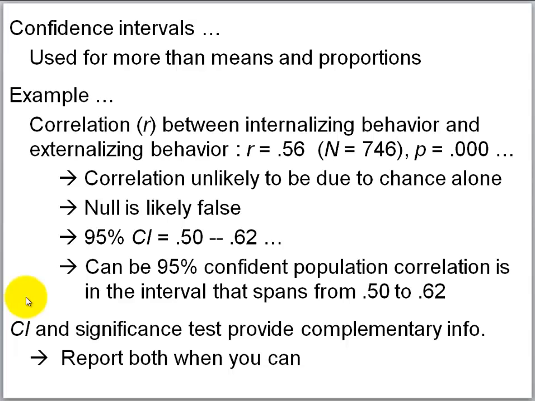Confidence intervals are just very useful. They're very handy. I actually like looking at the confidence interval much more than at the significance level per se. The confidence interval is telling you the likely range that the correlation falls in, and I find that more helpful than simply the probability that the relationship is or is not due to chance. But confidence intervals and significance tests provide complementary information.